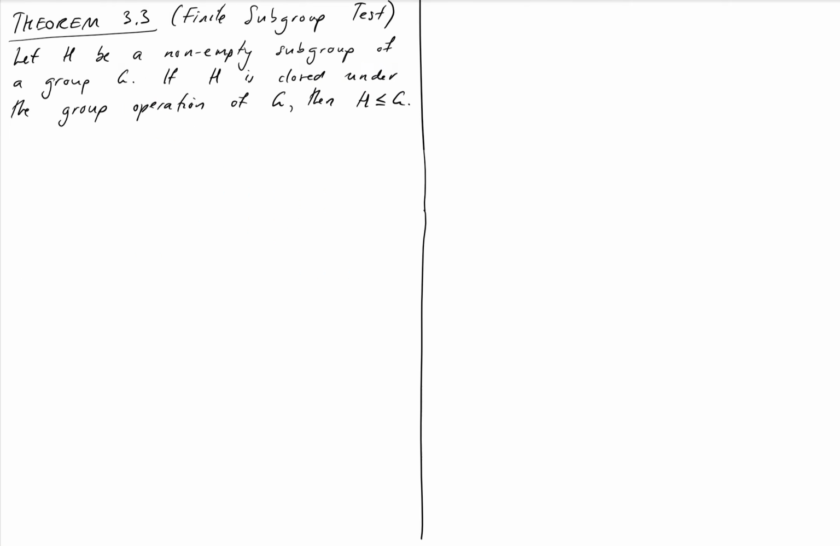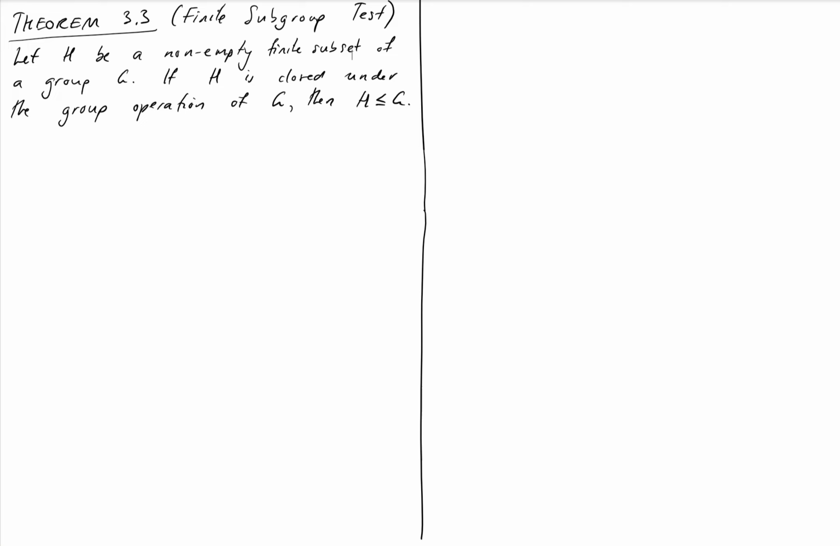And for our last theorem, our last subgroup test is the so-called finite subgroup test. Now, just remember those theorem numbers, they correspond to the theorems from the textbook by Gallian. So this one says that if H is a non-empty finite subset of a group G, that's all we need to know, and H is closed under the group operation of G, then H is less than or equal to G, i.e. H is a subgroup of G.